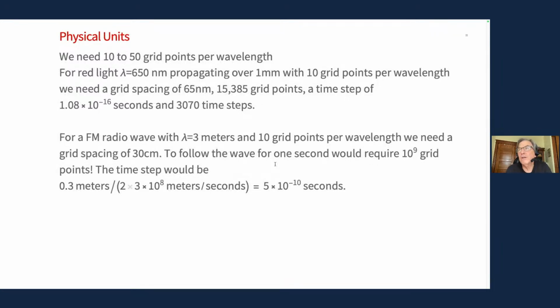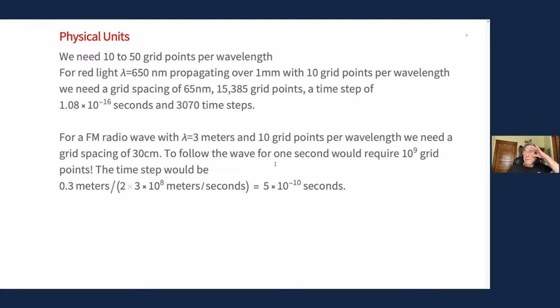And in any of these calculations, you have to think about what your physical units are. So we need 10 to, say, 50 grid points per wavelength. And thus, if we're going to look at, say, red light propagating over 1 millimeter with 10 grid points per wavelength, the physical grid spacing is 65 nanometers. Okay, we need only about 15,000 grid points, and the time steps are about 1 × 10⁻¹⁶ seconds, and we only need a little over 3,000. So this is really easily doable.